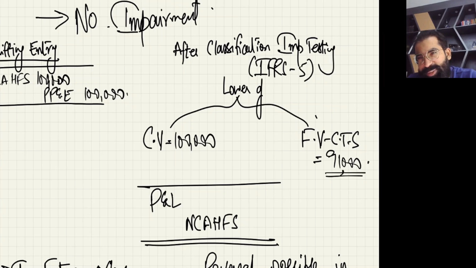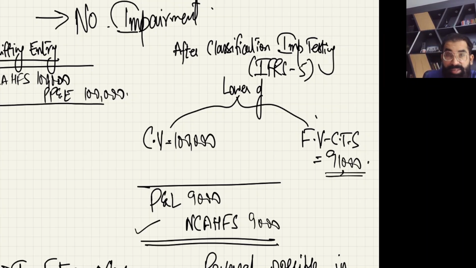So just use your brain. We are right now at 100, but the only benefit we'll obtain from that asset is by selling it, and we'll obtain only 91. So yes, there is an impairment of 9,000, and now make the entry: P&L debit 9,000 and NCA HFS credit 9,000. Now as a student you may ask one question: sir, why are you debiting P&L?